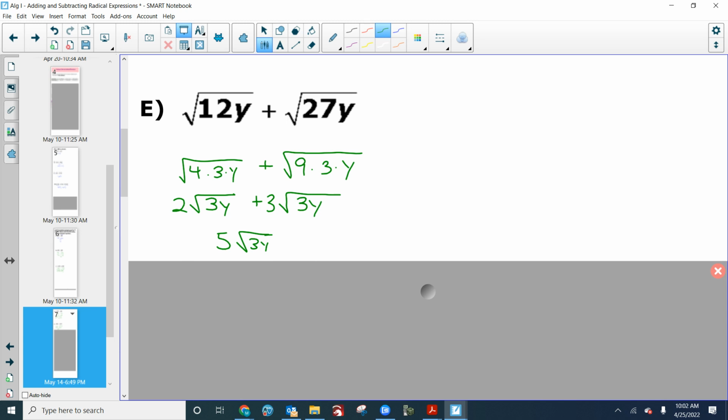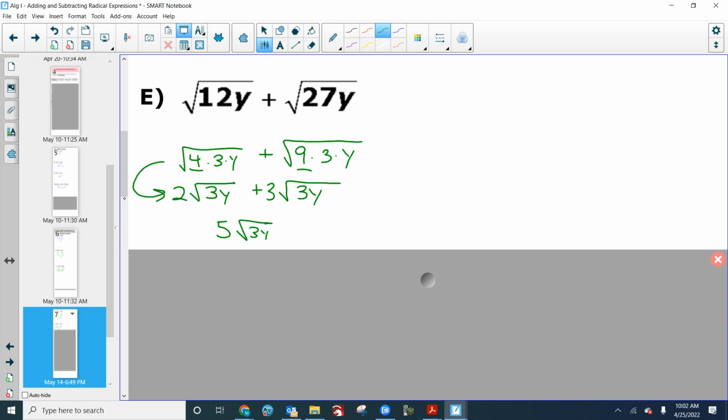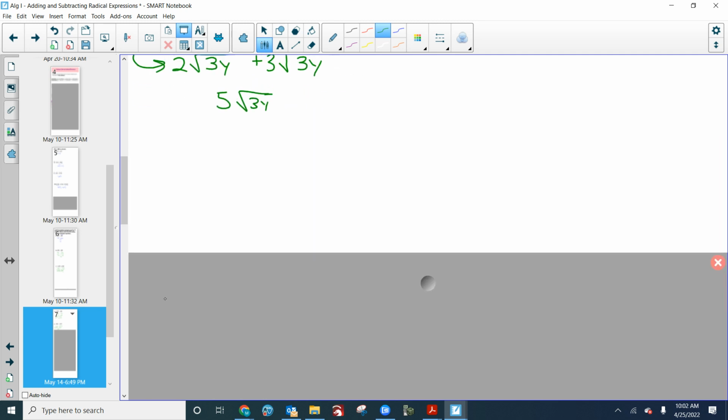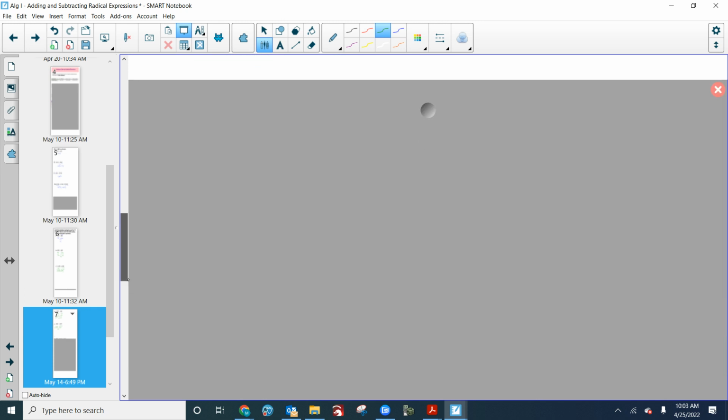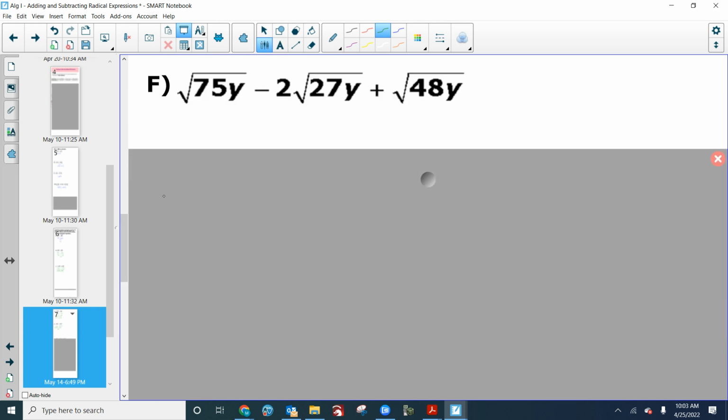Are you guys okay now with going from this step to this step? Are you all okay with that? We're taking the square root of the perfect squares and bringing them out. Leave everything else aside. Let's do a couple more if we have time. Or is that the last one? We have more, don't we? Yeah.